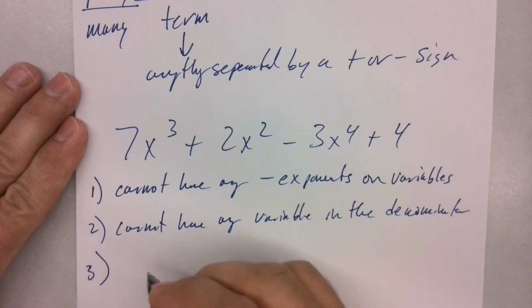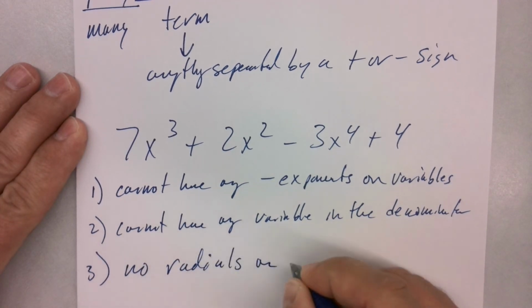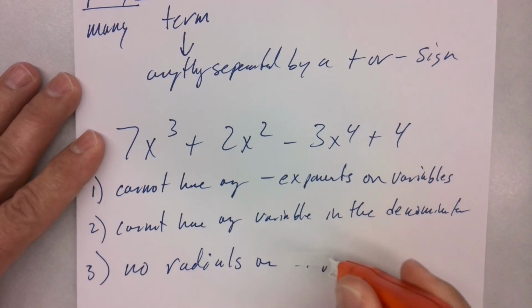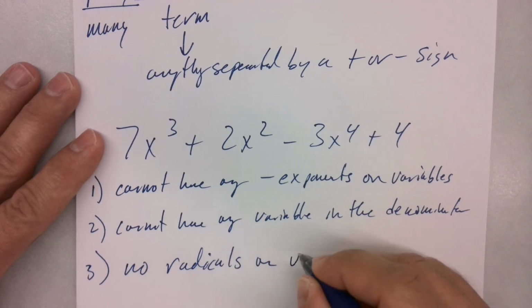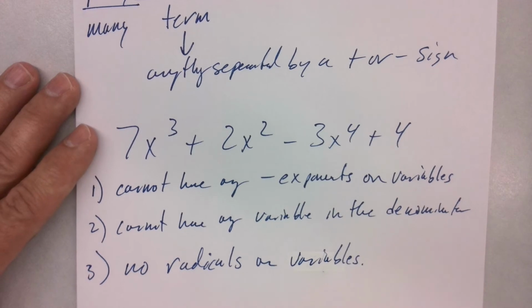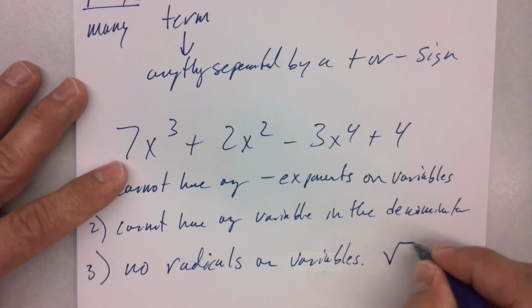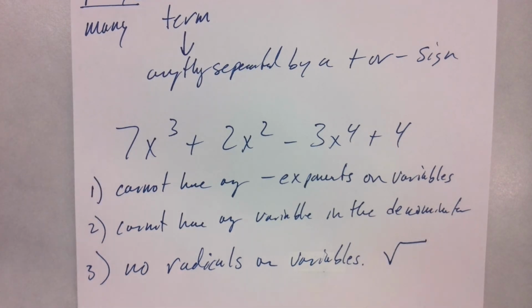And really the third thing is no radicals on variables, not on exponents. Anybody know what a radical is? Nobody knows what the radical sign is? Yeah, like that. But it could be a cube root or fourth root or anything like that.